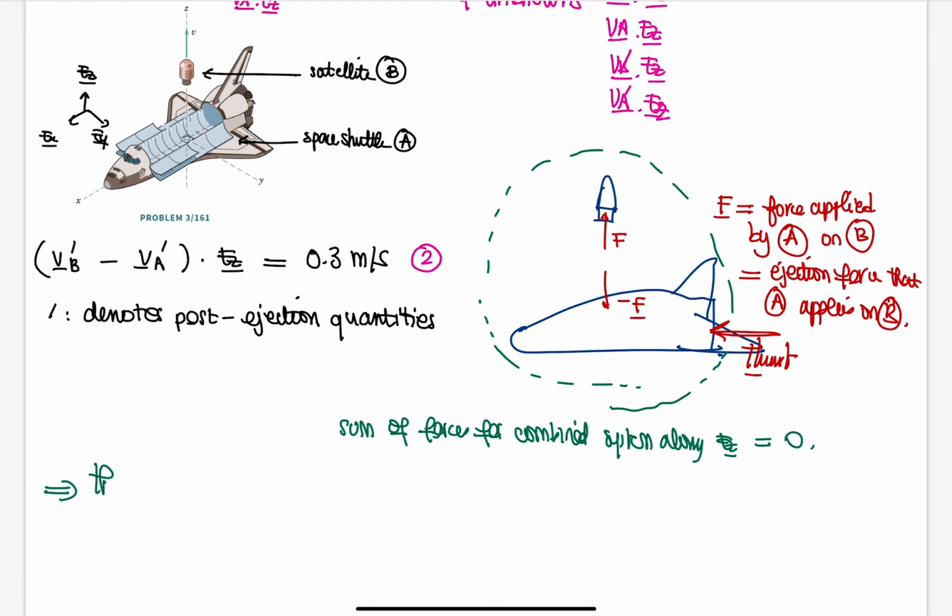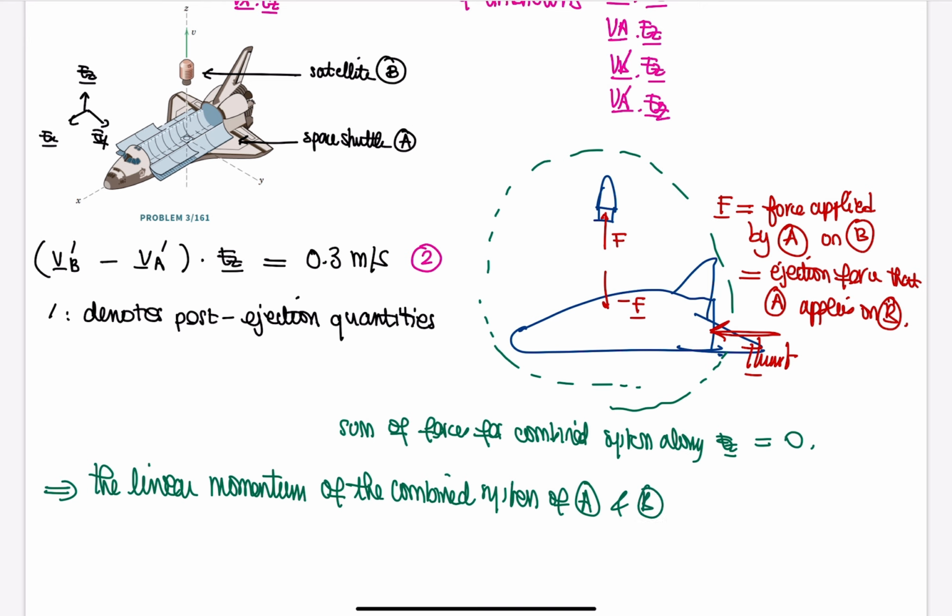So the linear momentum of the system, which system? The combined system of A and B is conserved during ejection.